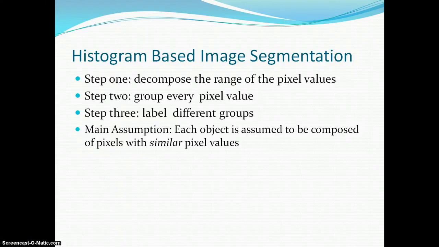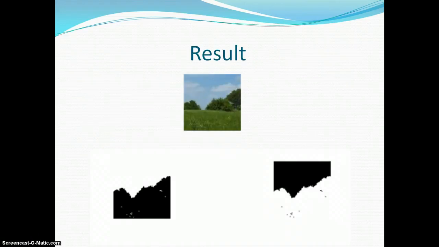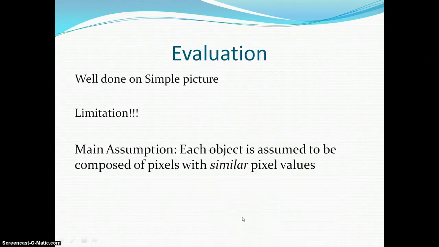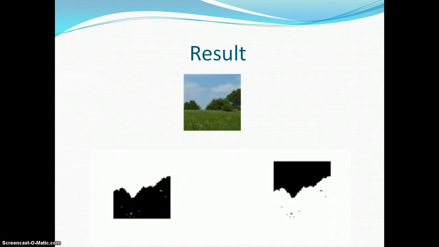The main assumption here is that each object is assumed to be composed of pixels with similar pixel values. And this is the result. This is a simple picture with a sky and the ground, and we can easily partition them. See, this is the sky, this is the foreground. For the evaluation, this technique does well on simple pictures, but there is a limitation, as I mentioned, because of the main assumption: each object is assumed to be composed of pixels with similar pixel values, just like this.